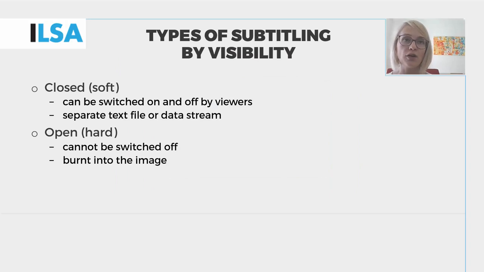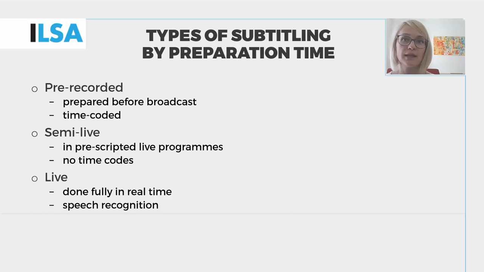From a technical point of view, two types of subtitles can be distinguished depending on whether the subtitles can be switched on and off. The subtitles that are seen only by those viewers who switch them on are referred to as closed or soft. Such subtitles are not part of the video. Instead, they are saved as a separate text file or data stream. The subtitles that all viewers will see are called open or hard, as they were hard-coded in the video file.